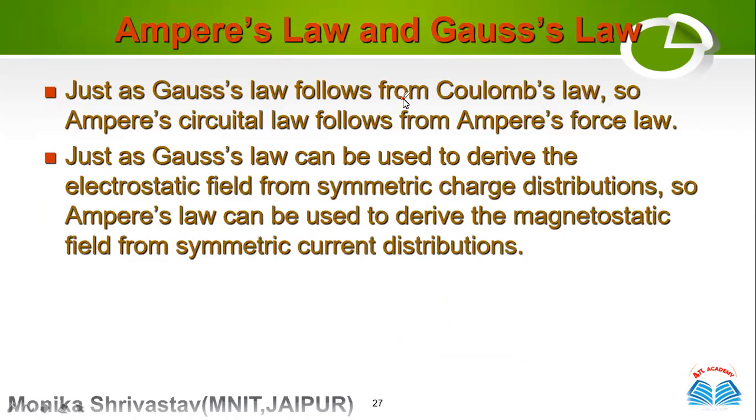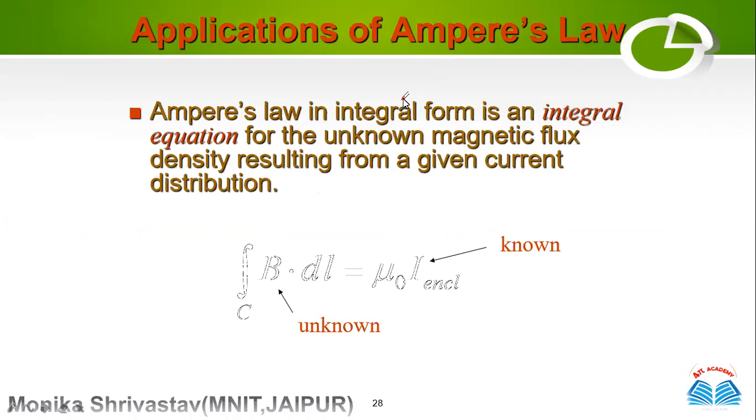Okay, so Ampere's law and Gauss law, is there any similarity? Just as Gauss law follows from Coulomb's law, so Ampere's circuital law follows from Ampere's force law, obviously. Just as Gauss law can be used to derive the electrostatic field from symmetric charge distribution, Ampere's law can be used to derive the magnetostatic field from symmetric current distribution. These two are the major differences.